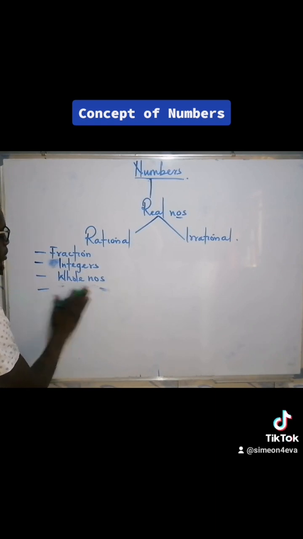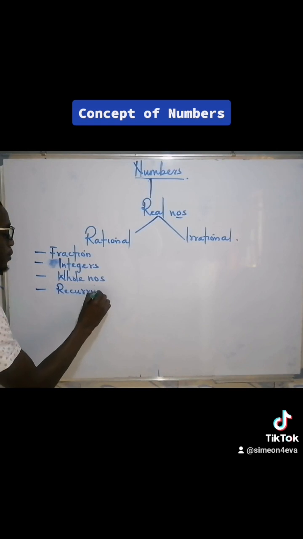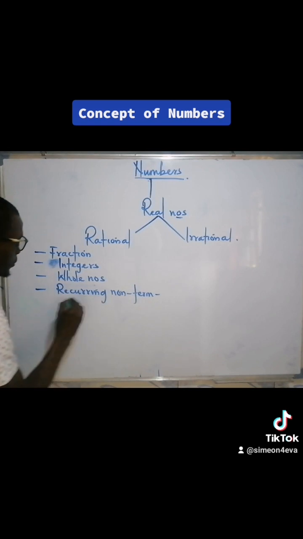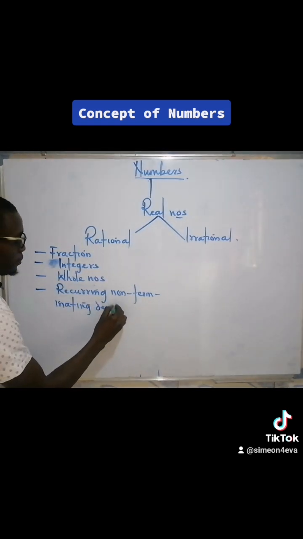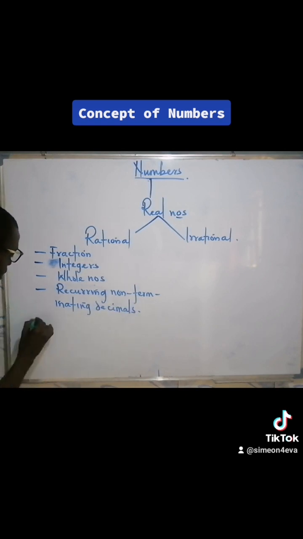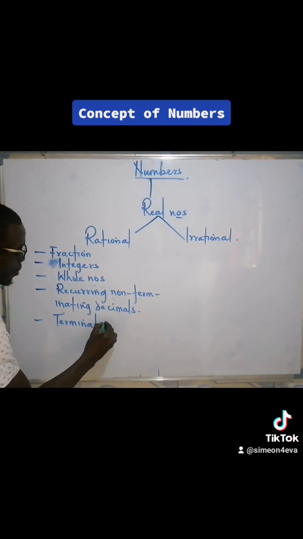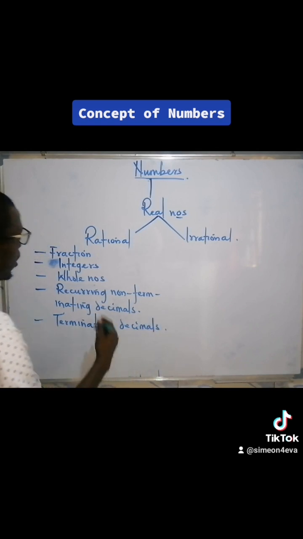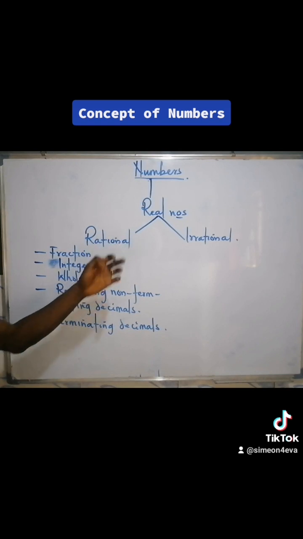Or let me just, when I get to integers, then I will introduce you to the concept of the counting numbers, right? The next is the recurring non-terminating decimals. I will explain each of them. The next thing is the terminating decimals. All these aspects fall under what is called the rational number.